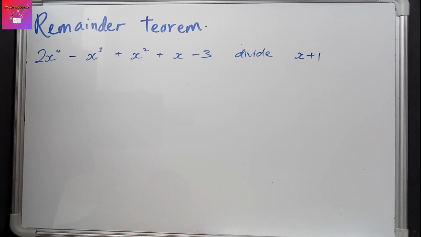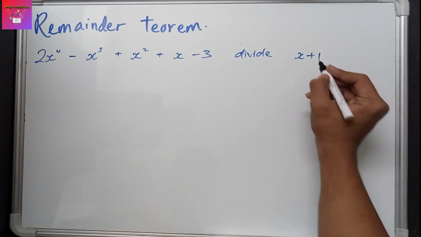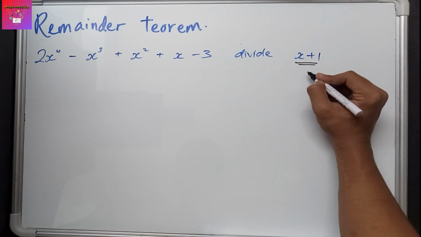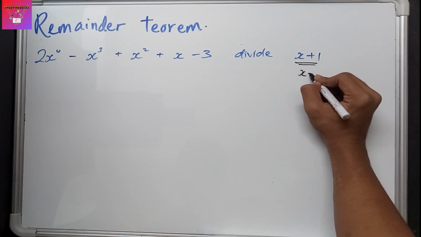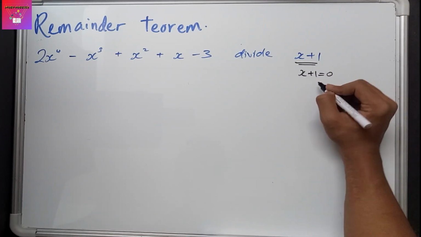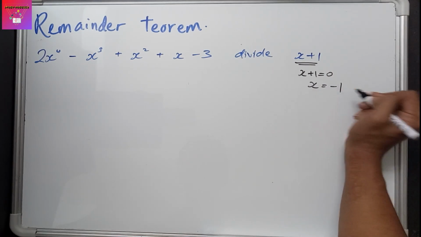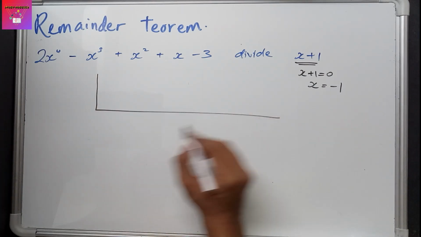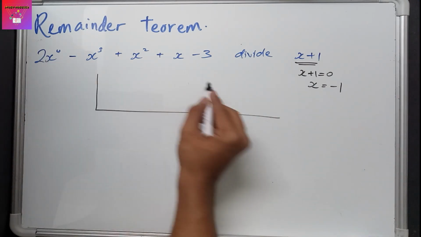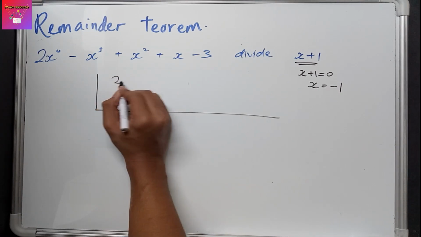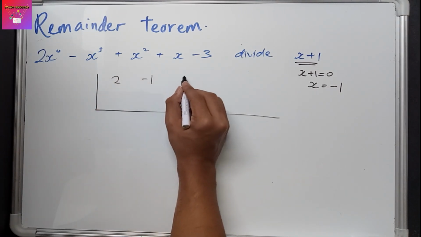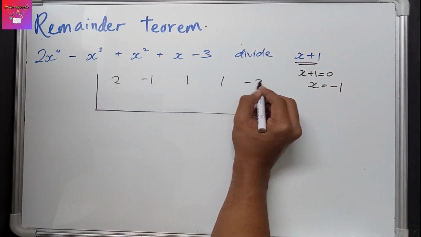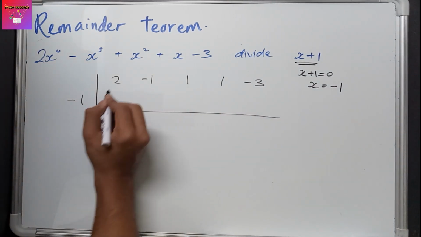So let's solve this question first using synthetic division, then later I'll show you how the remainder theorem applies for this. So synthetic division, first step, from this we have to find out the value of x plus 1 equals to 0, therefore x is equal to negative 1. Okay, so now we are going to do synthetic division. We just copy down the coefficients: 2, negative 1, 1, 1, negative 3, and put negative 1 over here.